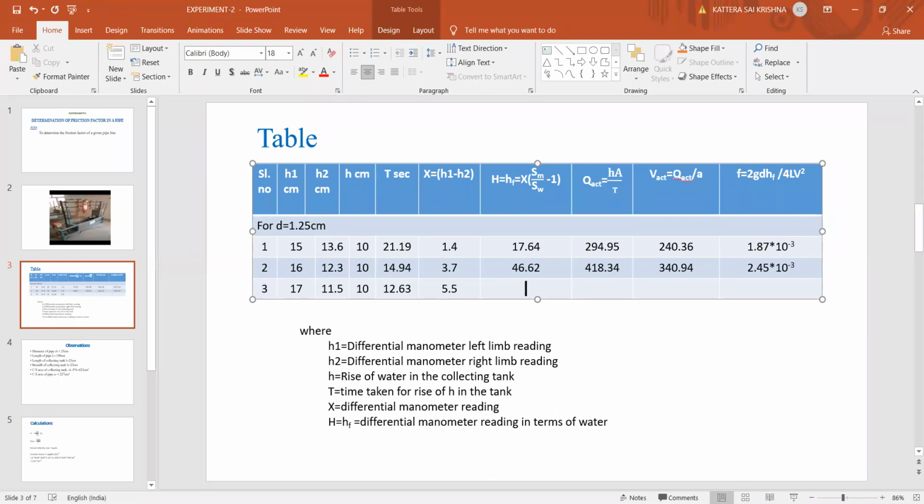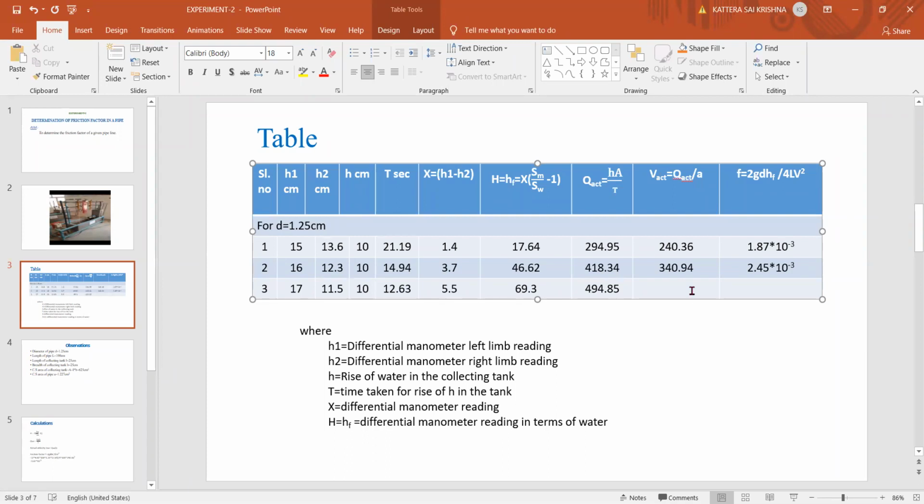Sir. How much time do you need to do that? 5.5 into 12.6. Yes, others, you can tell the answer. 69.3, sir. Okay. Next, calculate the Q actual value. Here A is the cross sectional area, already you know. Okay, I'll ask 494.85. Sachin, you answered 494.85.